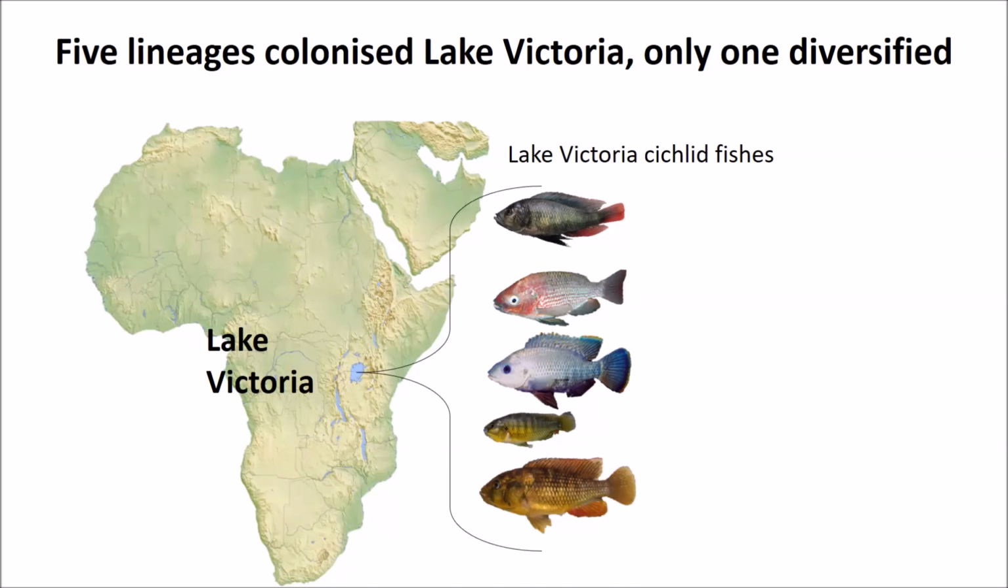This is a very interesting radiation, but it's only one lineage that actually diversified. There are 5 lineages that colonized the lake. 4 of them did not diversify at all, and the 5th diversified into 500 species. And they are all in the same lake. So you think they have the same ecological opportunity, and yet there's this massive difference in speciation rates.